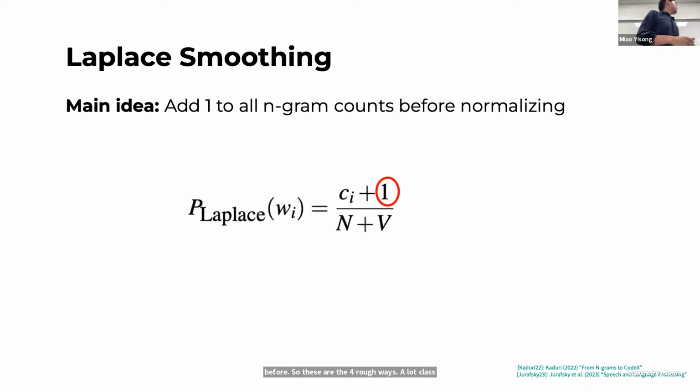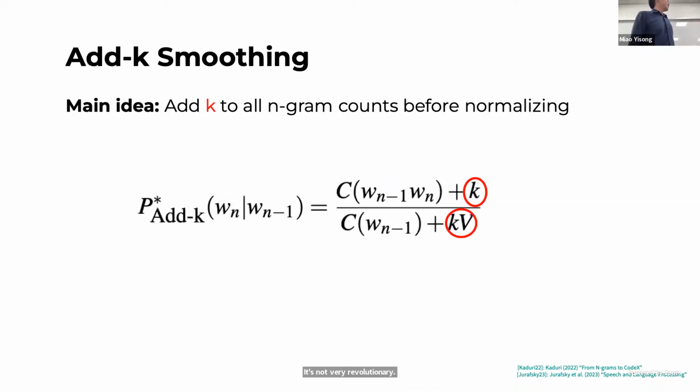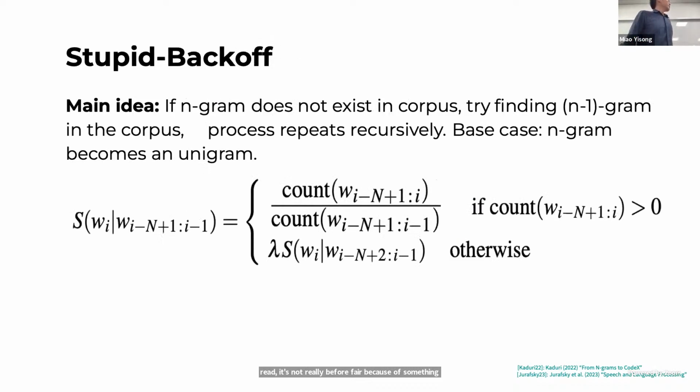Laplace smoothing is just a very simple way of adding 1 to the count itself. It's not very revolutionary. Whereas add-k is just adding a multiple k, so again it's like an abstraction. The k just represents a constant. It can be 3, it can be 5, it can be 10. But according to papers I have read, it does not really give very good results. Then there's this very interesting concept known as stupid backoff.